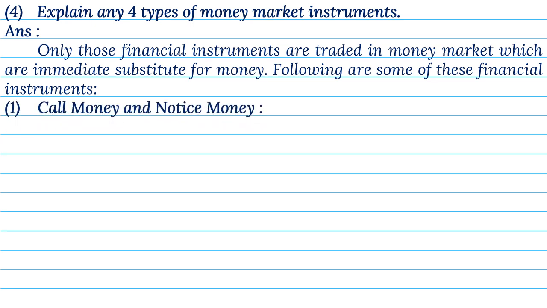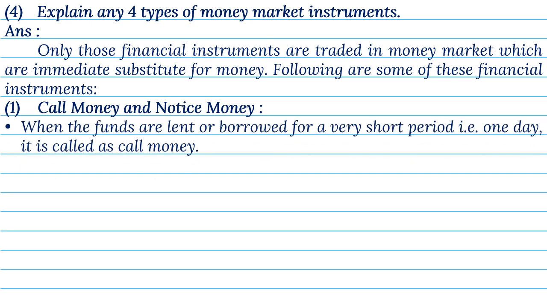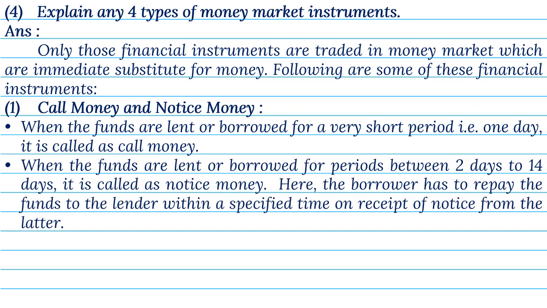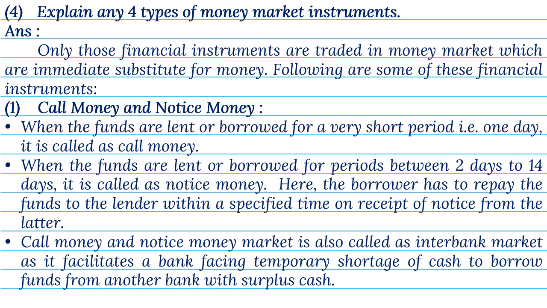1. Call money and notice money. When the funds are lent or borrowed for a very short period, that is 1 day, it is called call money. When the funds are lent or borrowed for periods between 2 days to 14 days, it is called notice money. Here, the borrower has to repay the funds to the lender within a specified time on receipt of notice from the latter. Call money and notice money market is also called interbank market, as it facilitates a bank facing temporary shortage of cash to borrow funds from another bank with surplus cash.